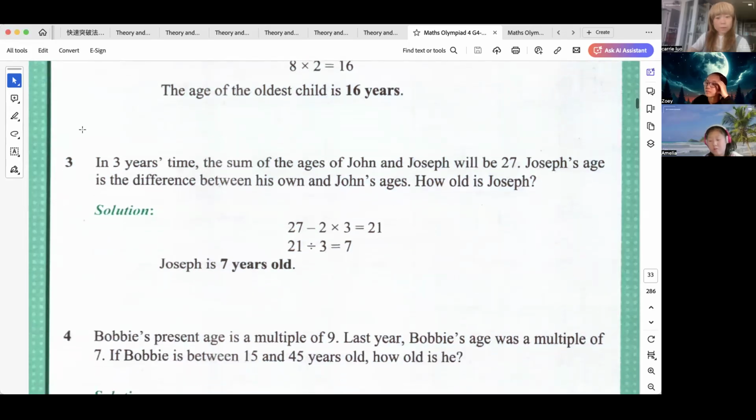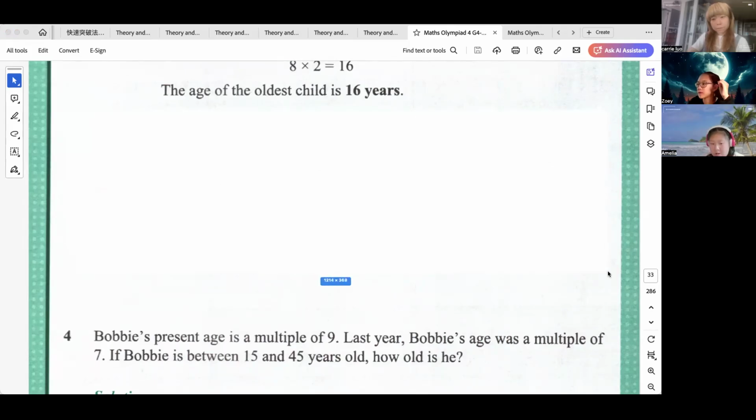Okay, so let's take a look at number 4. Zoe, do you mind reading the question for me? Bobby's present age is a multiple of 9. Last year Bobby's age was a multiple of 7. If Bobby is between 15 and 45 years old, how old is he? Okay, your turn.